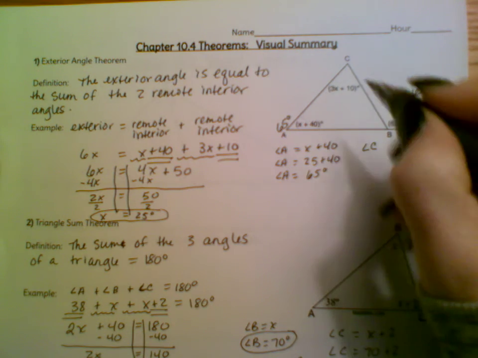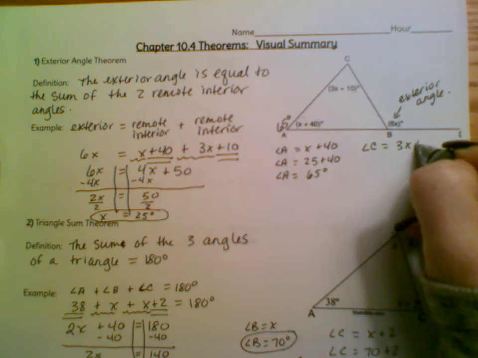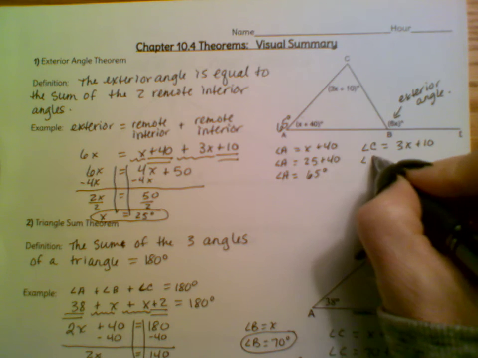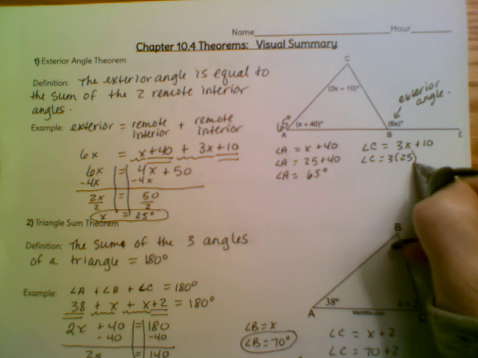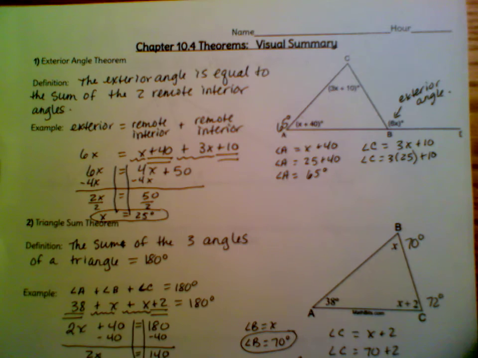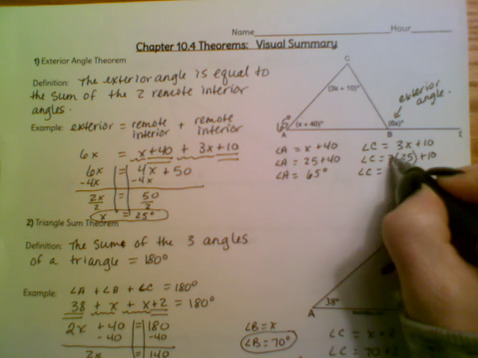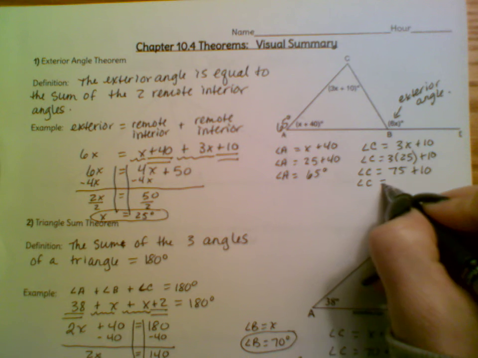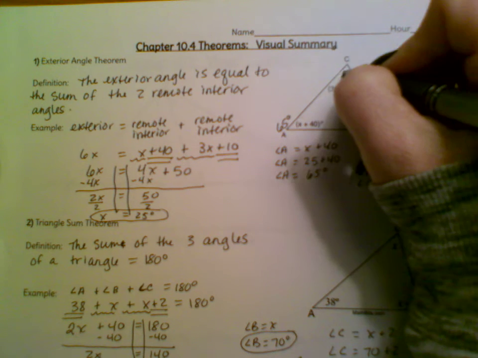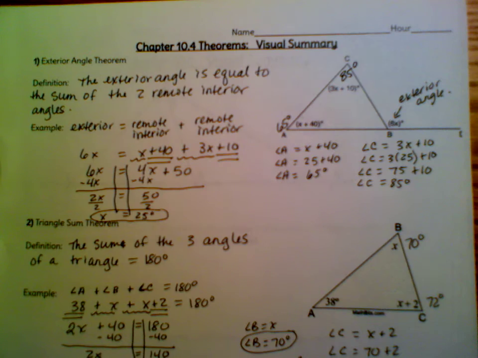Angle C up here is 3x plus 10. So let's substitute 3 times x, 25, plus 10. Follow order of operations. Multiply first. Finish simplifying. I get 85 degrees.